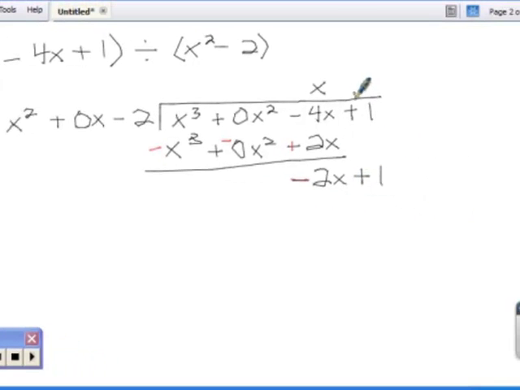And I suppose you could write r and then negative 2x plus 1, but I always think it's better to add the remainder on at the end, so I'll write negative 2x plus 1 over the thing I was dividing by, which was x squared minus 2.